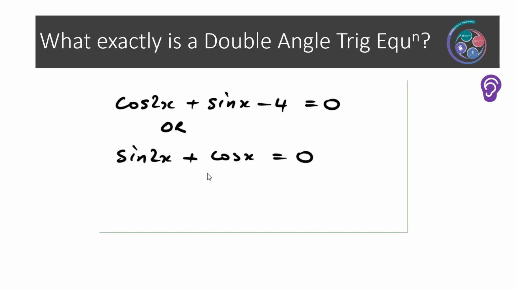As long as one angle in the question is double the other angle in the question, you have a double angle trig equation. So 2x compared to x is obviously double. Similarly here, 2x and x. It doesn't matter whether we've got sines or cosines. As long as one angle is double the other angle, we have a double angle trig equation. So that's what we're looking out for when we're doing these questions.